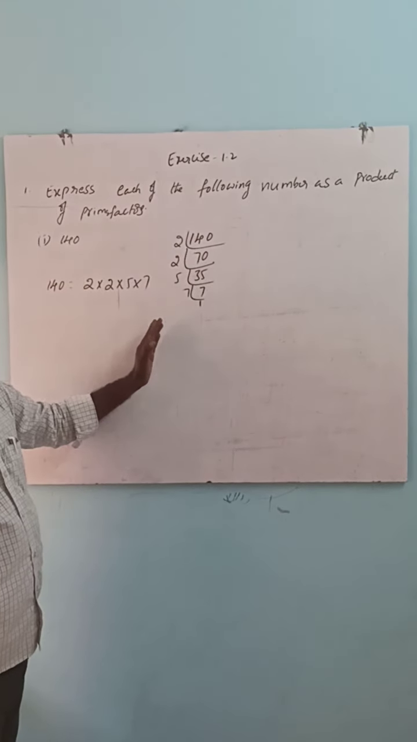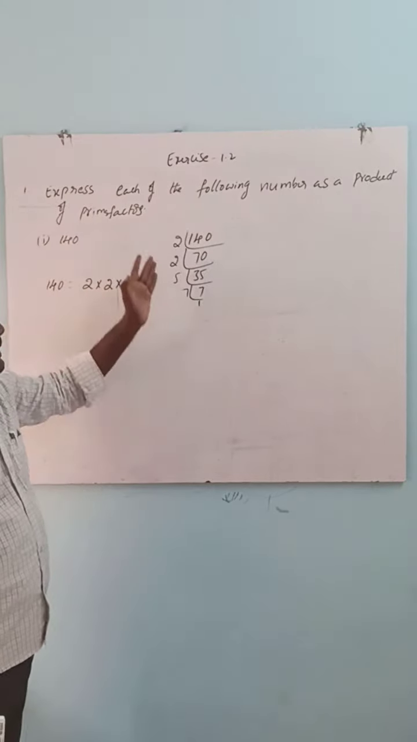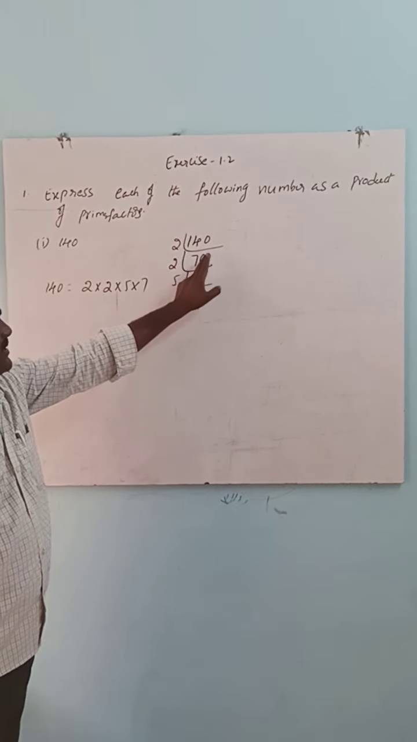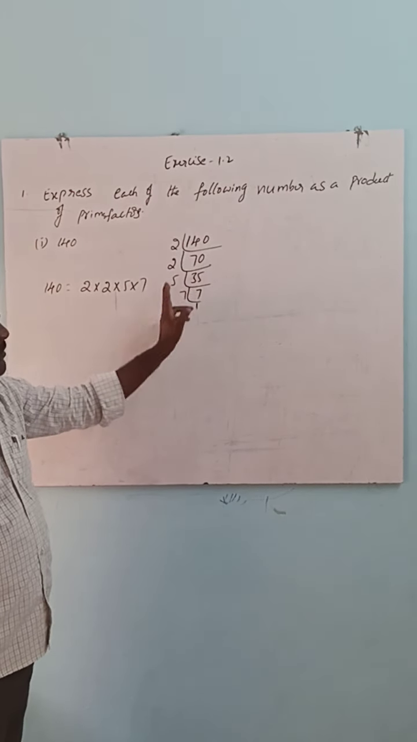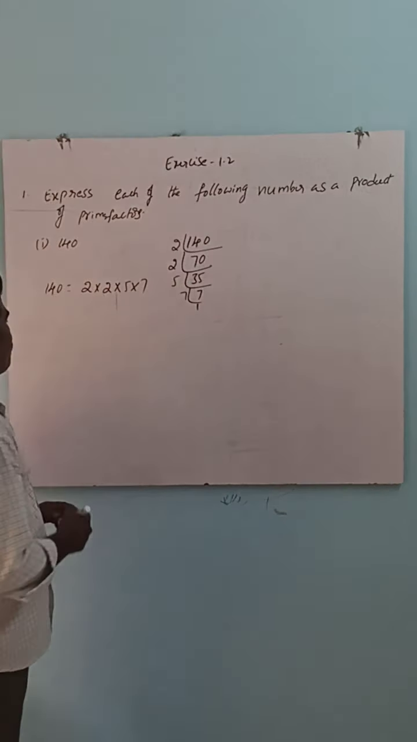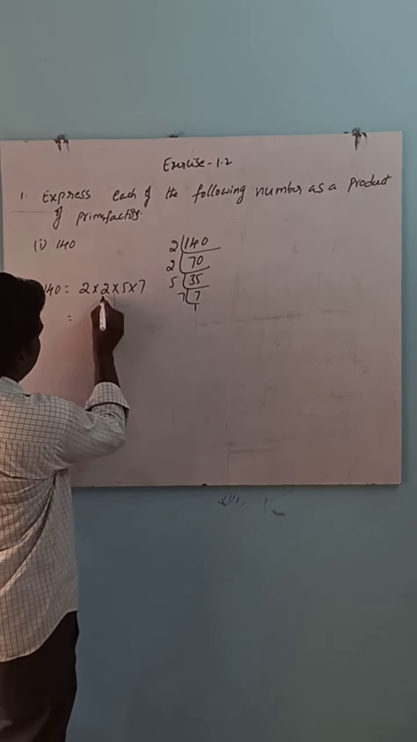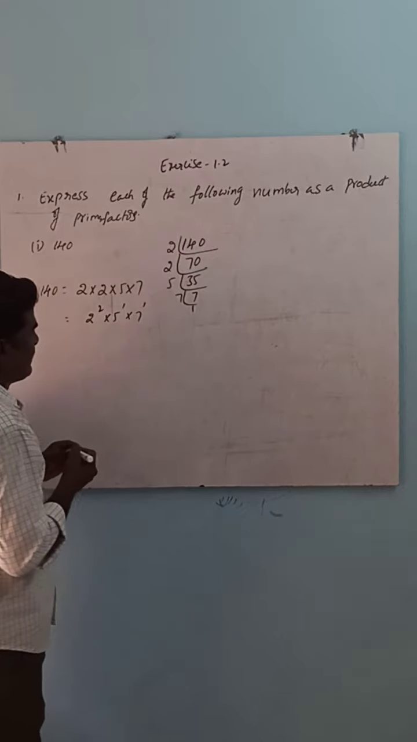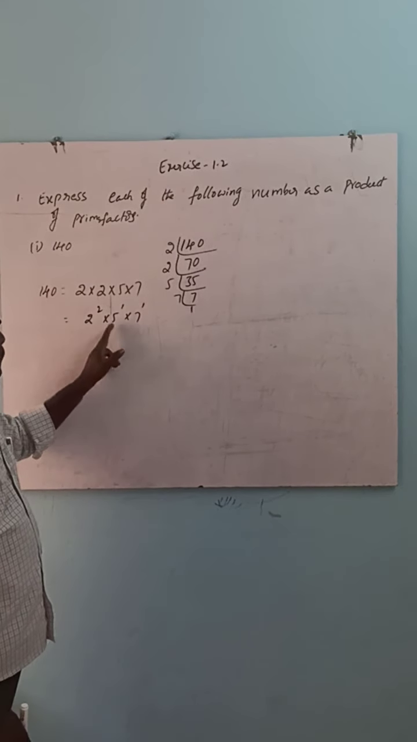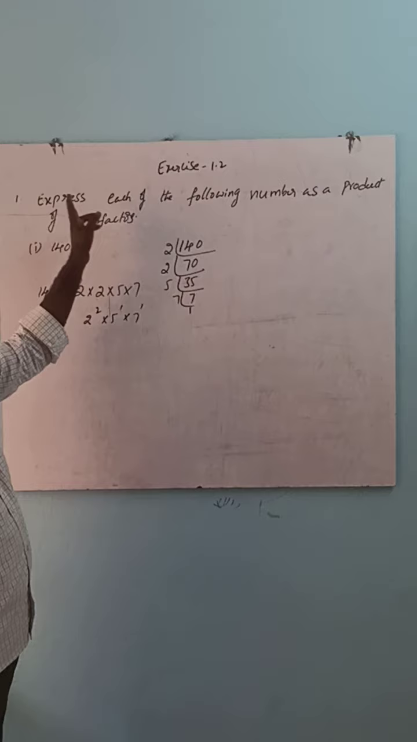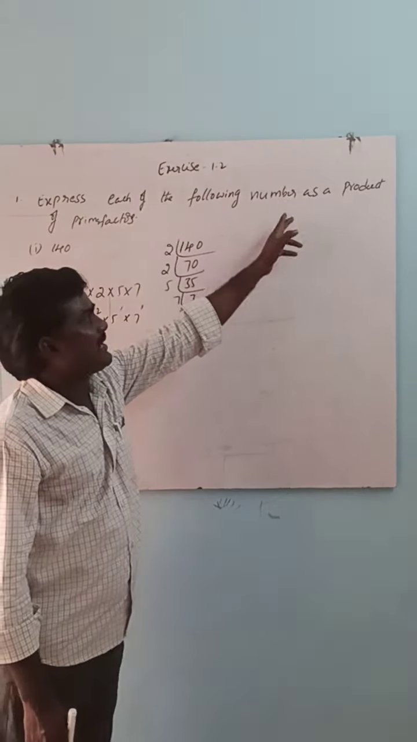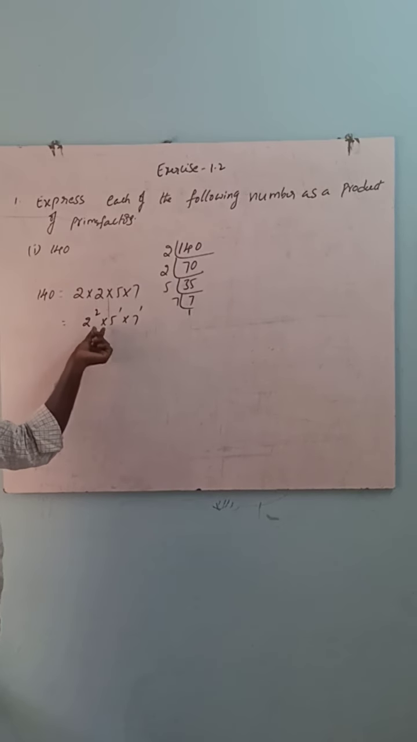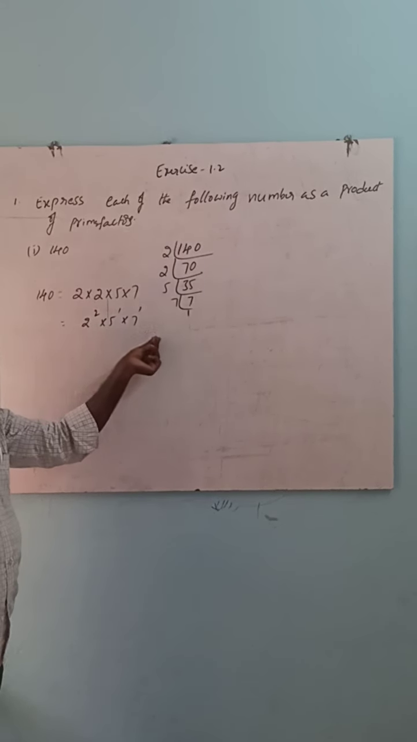This method is called what? Division method. Okay, so you divide with the least prime number. Here 2 is multiplied 2 times. You can write it as 2 square into 5 power 1 into 7 power 1. Here, what are the prime factors? 2, 5, 7. What is given in the question? Express each of the following numbers as a product of prime factors. So now 140 you can write as a product of prime factors.